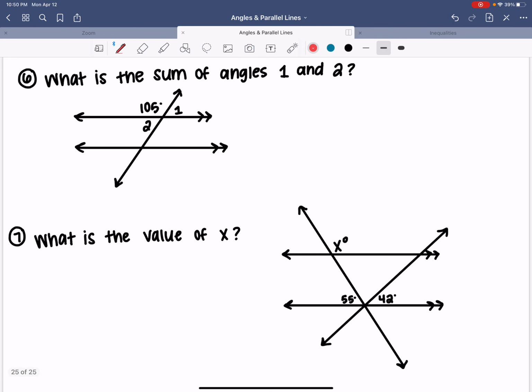Okay, number 6. What is the sum of angles 1 and 2? So this isn't just asking for one measure, it's asking us to find the measure and then add them together. So angle 1 is going to be 180 minus 105, and that's going to be 95. So since angle 1 is 95, that is vertical to angle 2. So angle 2 is also 95. So 95 plus 95, that would be the sum of angles 1 and 2. So that would be, let's see, 180 plus 10 would be 190 degrees.